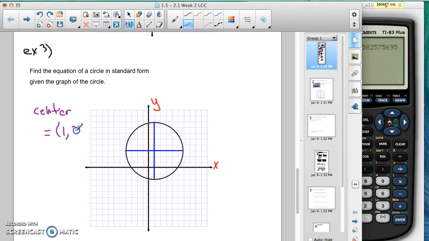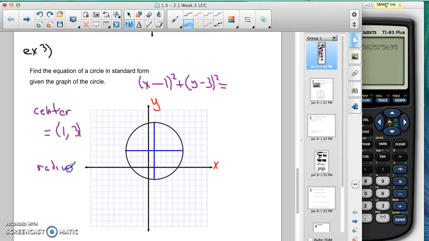And that's going to help us write the equation. So if we want to write the equation, we can write the first part of the equation, which is x minus h, and h here is 1, so it would be x minus 1 squared plus y minus k. In this case, k is 3, so y minus 3 squared equals r squared. Well, we still haven't found the radius, so we have to go back and find the radius so that we can then put it in the formula.